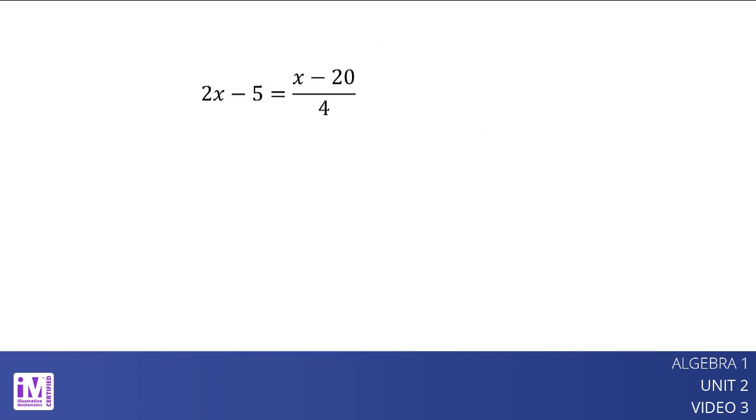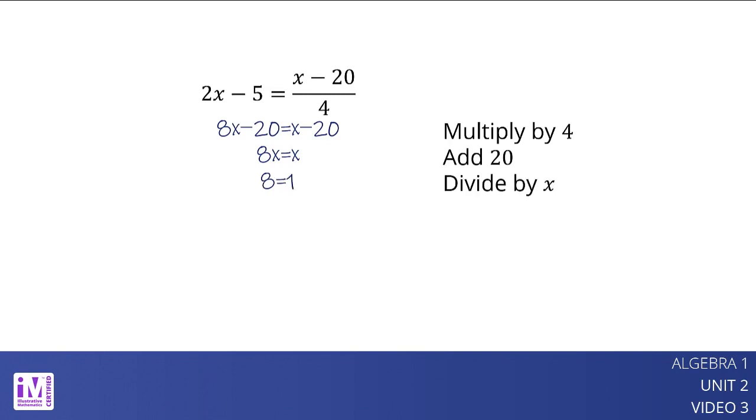We start with the original equation 2x minus 5 equals the quantity x minus 20 divided by 4. Then, multiply each side by 4 to get 8x minus 20 equals x minus 20. Adding 20 to each side gives the equation 8x equals x. Now divide each side by x to get 8 equals 1. Each step in the process seems acceptable, but the last equation is a false statement.